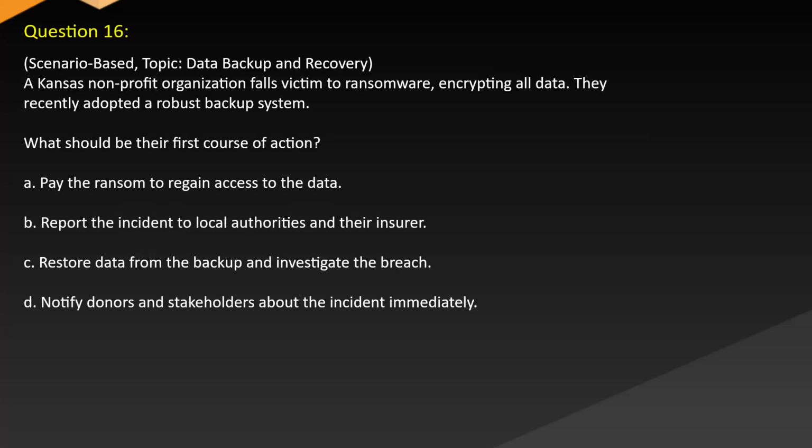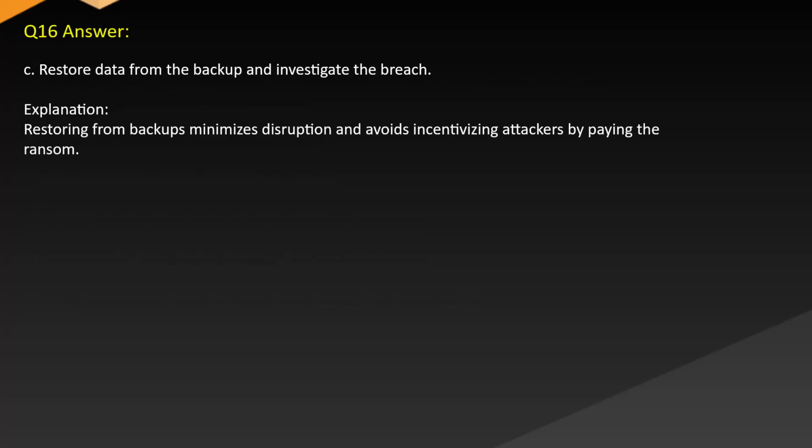Question 16. Scenario-based. Topic: data backup and recovery. A Kansas nonprofit organization falls victim to ransomware, encrypting all data. They recently adopted a robust backup system. What should be their first course of action? A. Pay the ransom to regain access to the data. B. Report the incident to local authorities and their insurer. C. Restore data from the backup and investigate the breach. D. Notify donors and stakeholders about the incident immediately. Answer C. Explanation: restoring from backups minimizes disruption and avoids incentivizing attackers by paying the ransom.